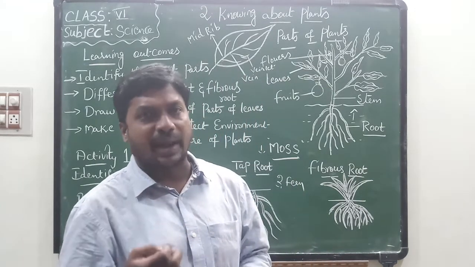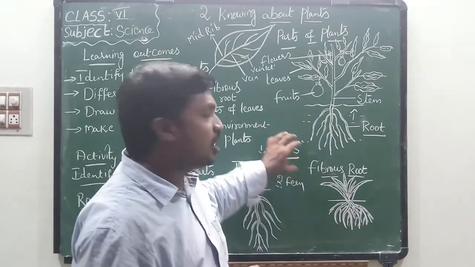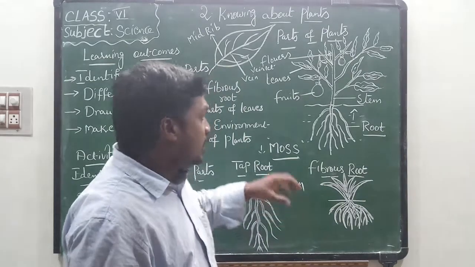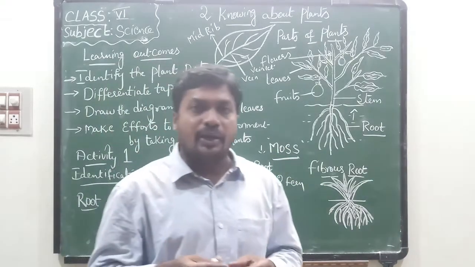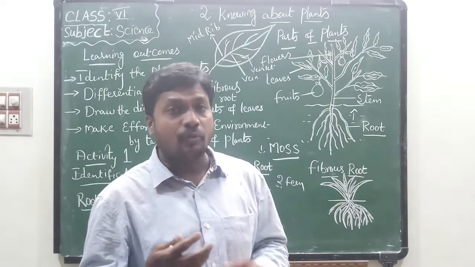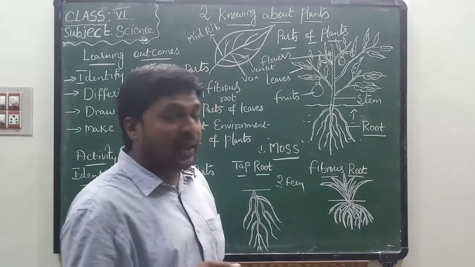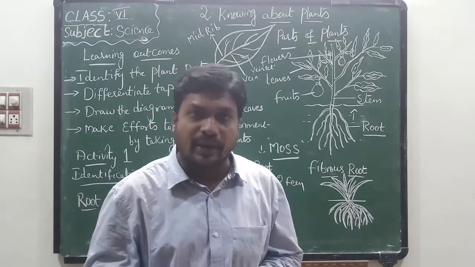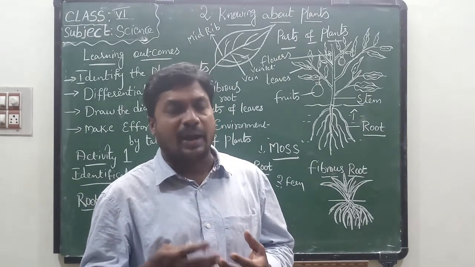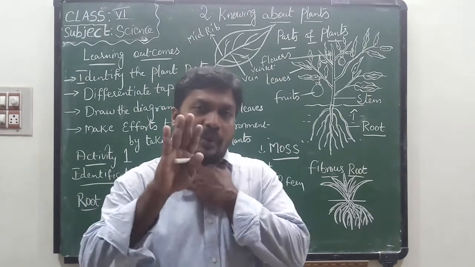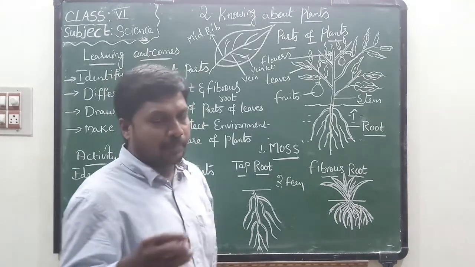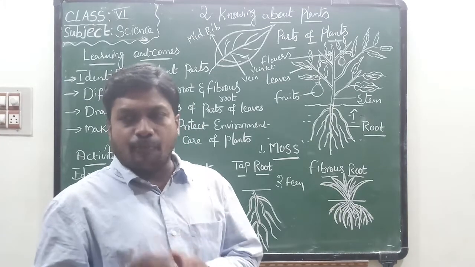If you observe some plants like moss plants, which grow on wet walls in bathrooms or water tanks, in moss plants we cannot find any roots, any stem, any leaves, or any flowers. So based on this table we concluded that different plants have different parts. Some have all 4 parts, some do not have 4 parts. So this is about parts of plants.